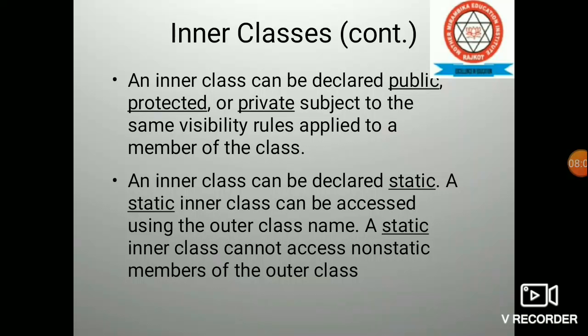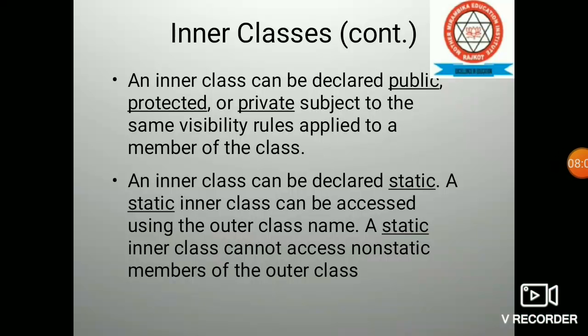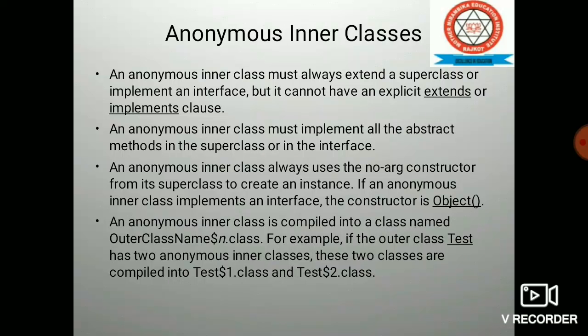An inner class can be declared public, protected, or private, subject to the same visibility rules applied to a member of the class. An inner class can be declared static also. A static inner class can be accessed using the outer class name. A static inner class cannot access non-static members of the outer class.